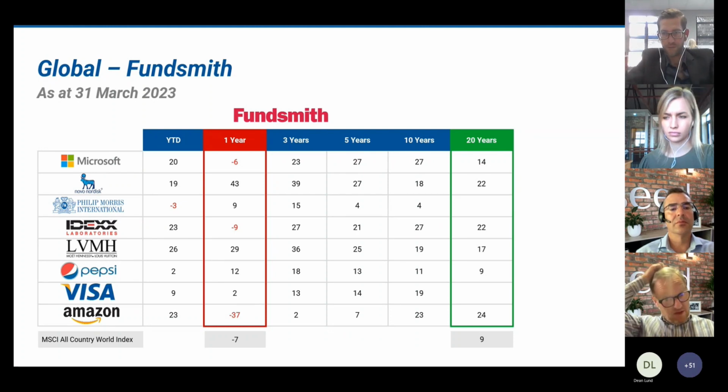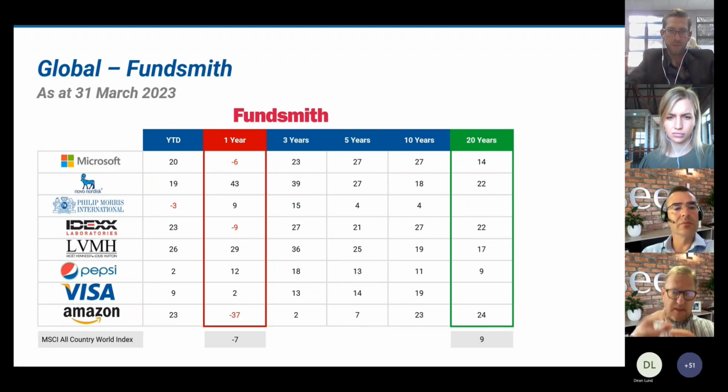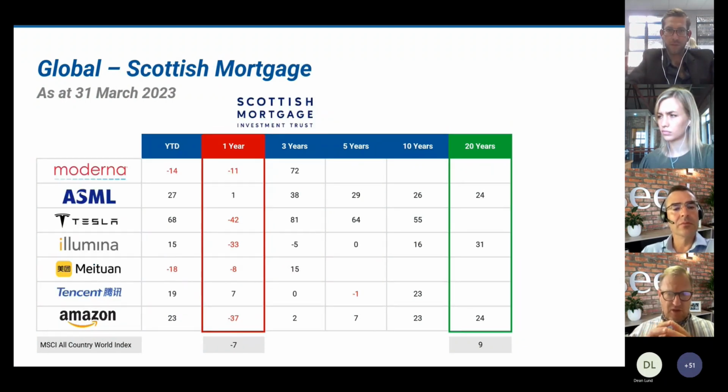Visa is another one, and we've discussed that one. It doesn't have a 20-year record. It only got listed after that, but 20% compounded returns over the last 10 years. If we go to the next one, it's Scottish Mortgage, a little bit more challenging in some ways, a lot more growth-oriented businesses.